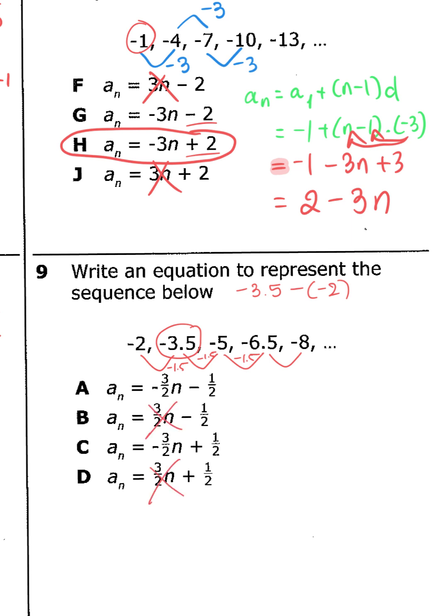Okay, and again, you can eliminate B and D, right? If you don't know if it's A or C, that means your first term doesn't start with negative 1/2. Not the one, plus 1/2, right? It starts with negative 2, so that means I have to write out the formula and plug in what I know. So a sub n will be a sub 1 plus n minus 1 times d. A sub 1 is negative 2 plus n minus 1 times, we can use negative 3/2 or negative 1/2.